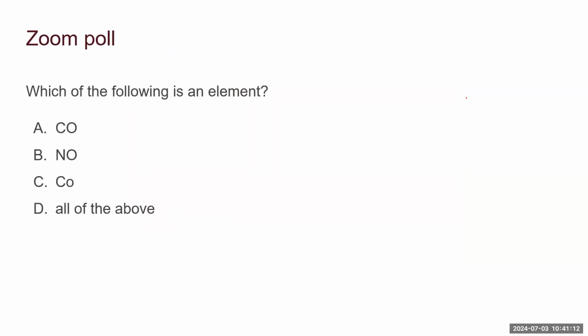Now, based on the periodic table and our previous slide, which of the following is an element? Does anyone think that it's A? What about B? What about C? What about D? Okay, I saw no response to A and B. Would anyone care to say why?